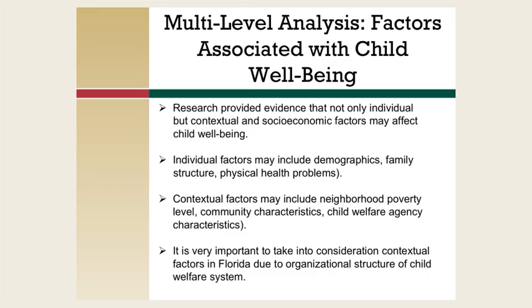So the individual factors can include things like demographics, family structure, physical health problems. We also know that family and child well-being is very affected by contextual factors: neighborhood poverty level, community characteristics, the child welfare agency that's providing the services. So it's very important that we take into consideration those contextual factors as well as the individual factors.